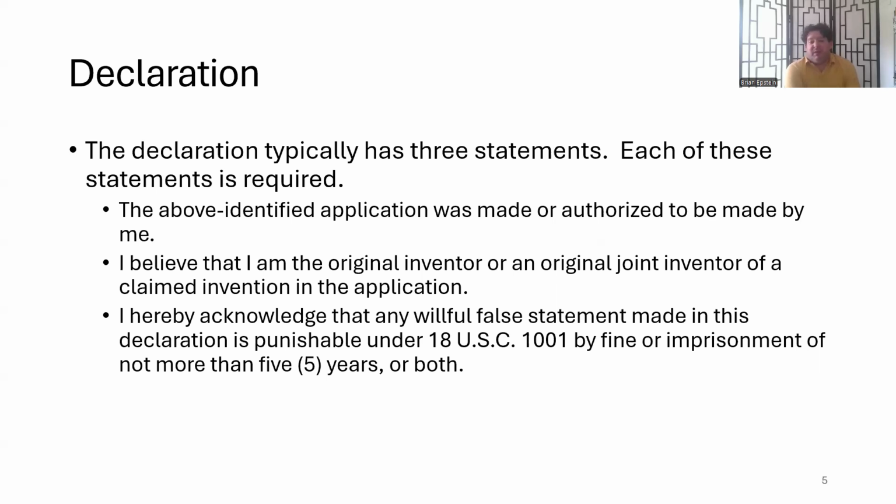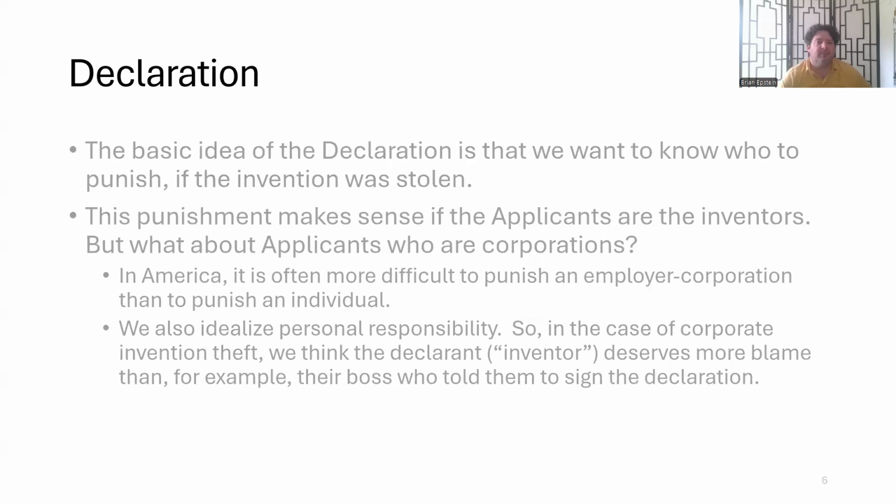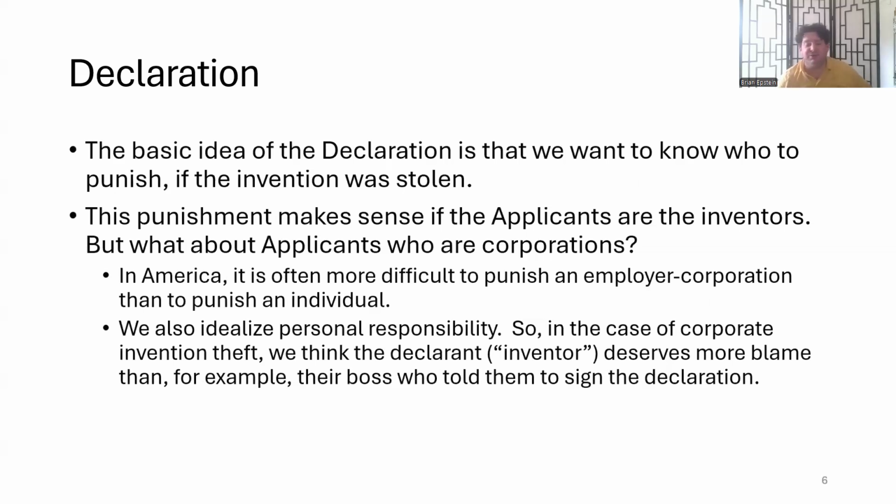The above identified application was made or authorized to be made by me. I believe I am the original inventor, an original joint inventor of a claimed invention in the application. And I acknowledge that any willful statement made in this declaration is punishable by fine or imprisonment or both. I've never heard of an inventor going to jail for this, by the way. But basically, the idea is that we want to know who to punish if the invention was actually stolen.